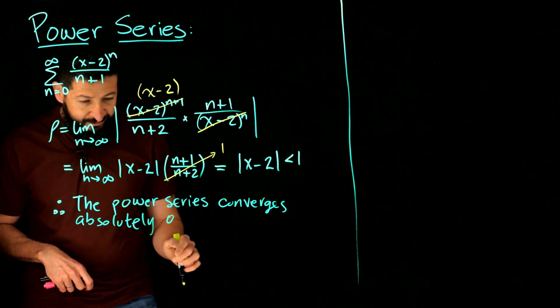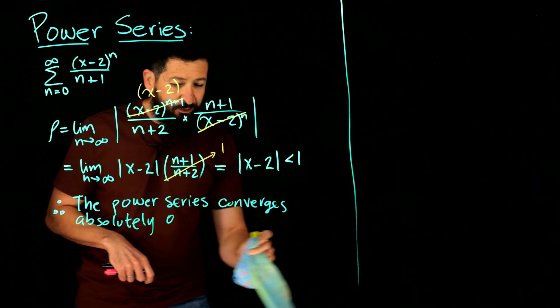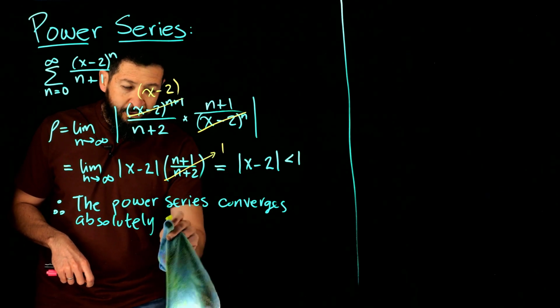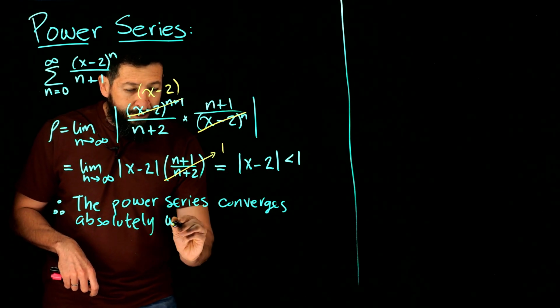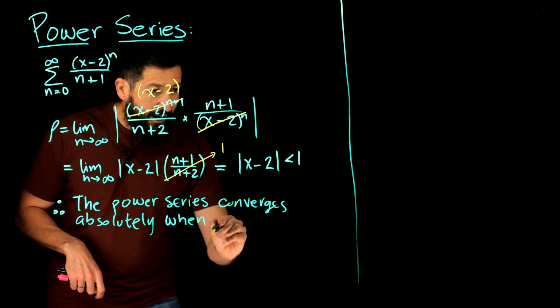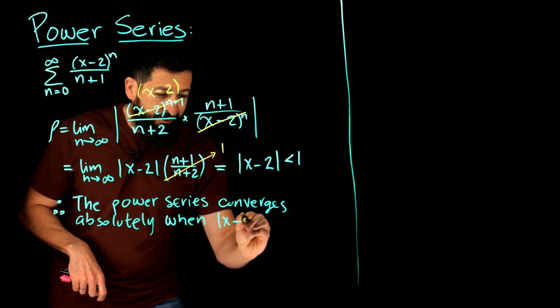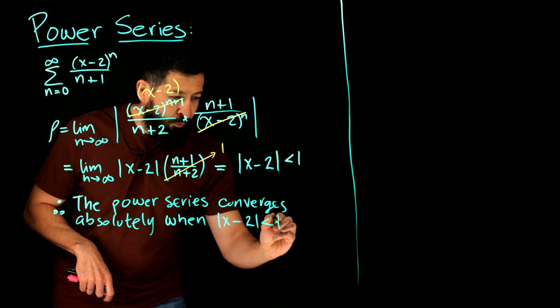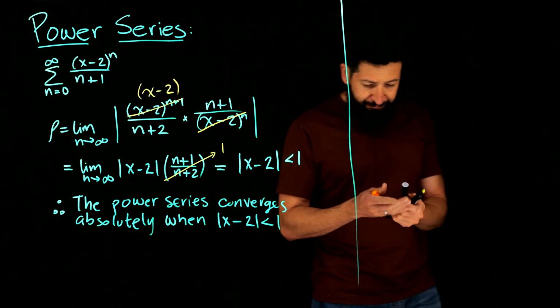or when I should have said, not on, because I still haven't drawn the interval for you, but we'll draw an interval and it's going to be on. But right now it's just when the absolute value of x minus 2 is less than 1. So let's draw that.